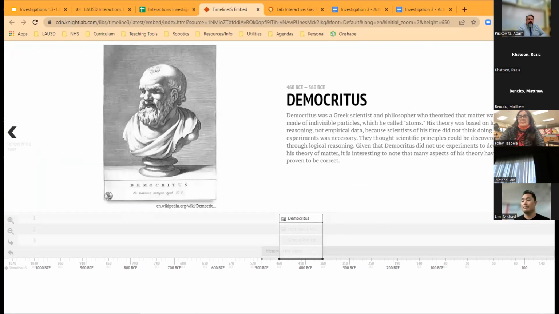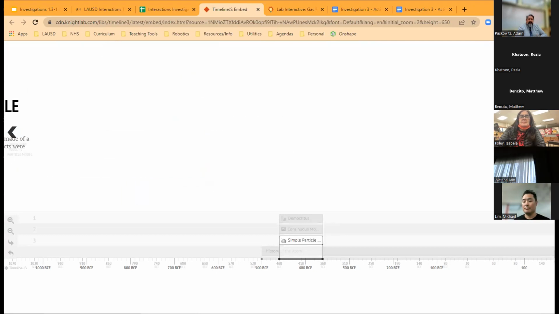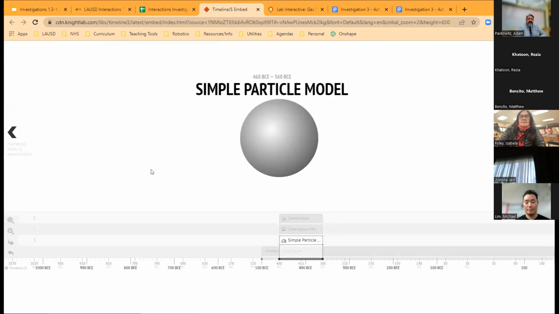So we start with, as I said, Democritus came up with this idea of the atom. And then we see the evolution of the continuous particle model. Then, we had this basic idea of the particle model. Okay, we're not very far. We'll add more to this model in the future.